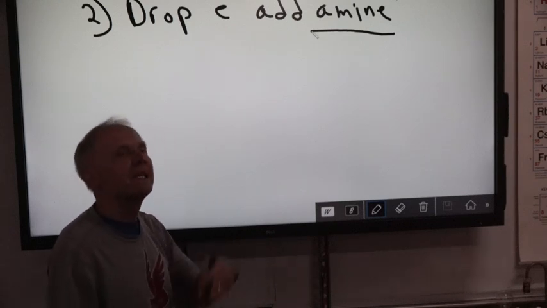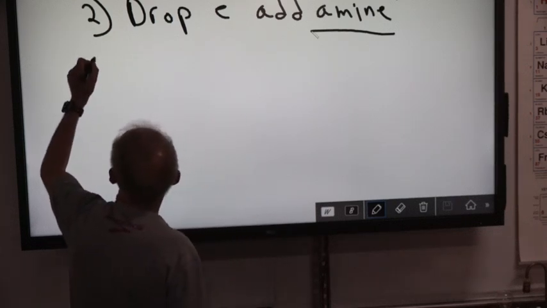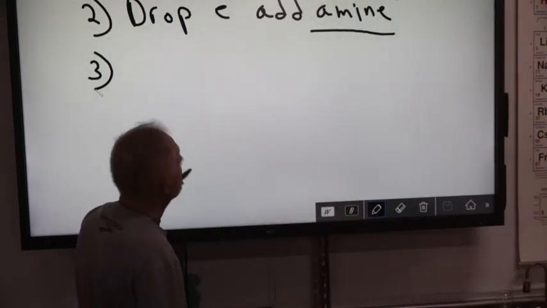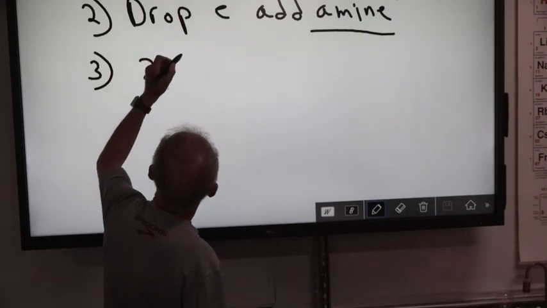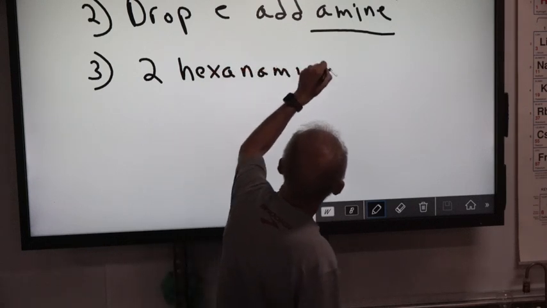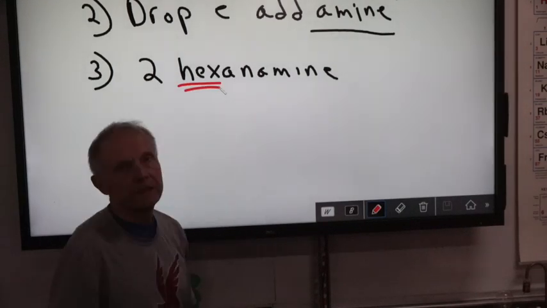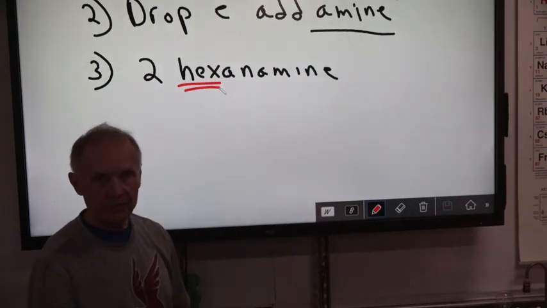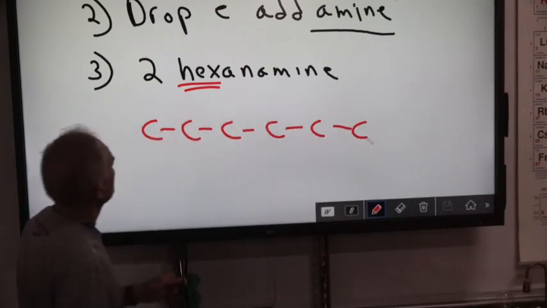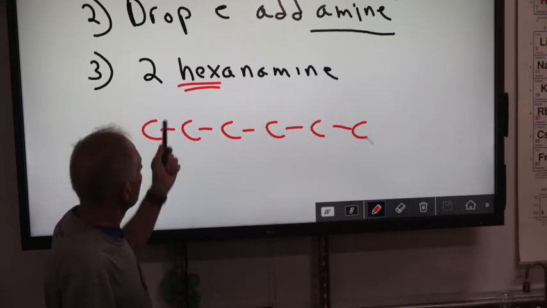Okay, so let me give you a name and see if we can build it. So let's put this one down for number three. Let's do 2-hexanamine. So we know that hex is six carbons. So we build the six carbons. One, two, three, four, five, six. Now, amine means NH2, and two, so it comes off the second carbon.